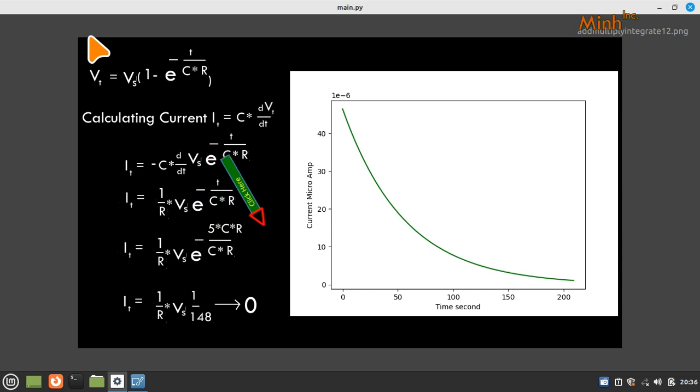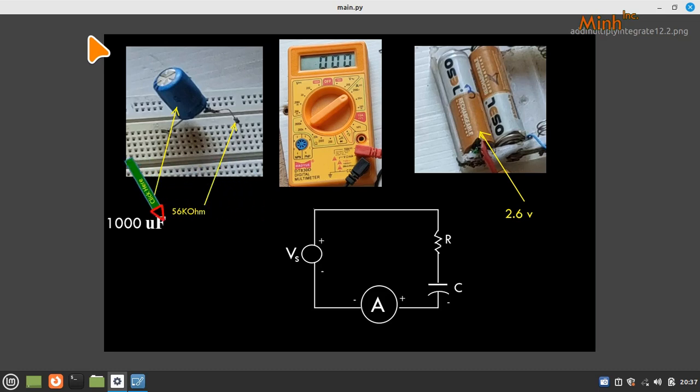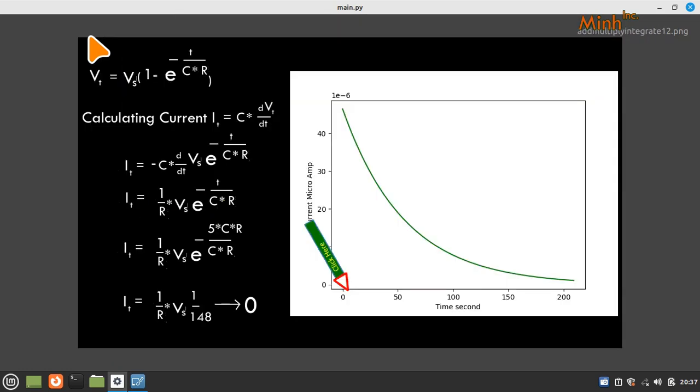So can we see the graph? This graph is drawn based upon whatever we see: a 1000 microfarad capacitor we have taken, and a 2.6 volt battery. And if this is the scenario, we add the ammeter like this. If this is the scenario, then this would be the graph.